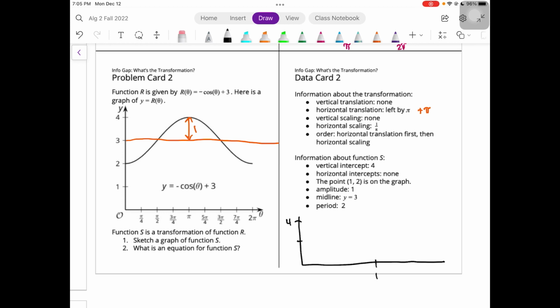And then 1, 2. Okay, so we had a horizontal, so we know our midline is still at 3 because we didn't have any vertical translations or anything. Our amplitude is still 1 because there was no vertical stretching. Because we're translating left pi units, we're going to bring our maximum all the way over here.